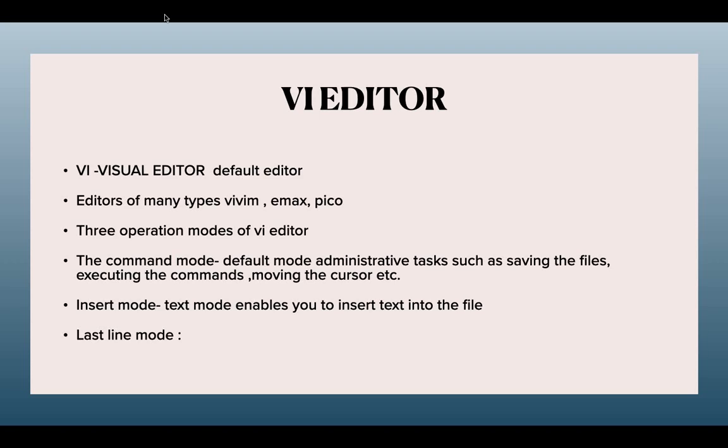So by default, you can see in Unix operating system we have a VI editor. VI stands for Visual Editor. So this is a viva question. What is the default editor in Unix operating system? VI is the default editor. It represents a visual editor. With the VI editor, we can edit an existing file or we can create a new file.